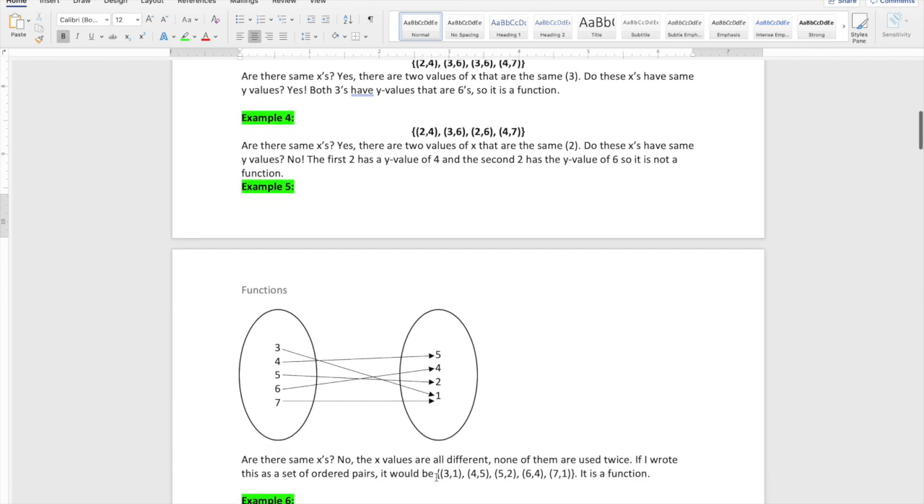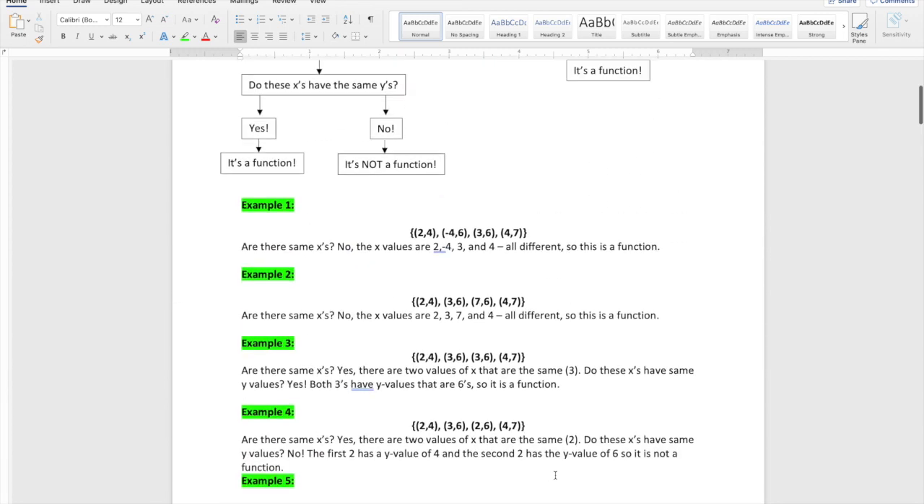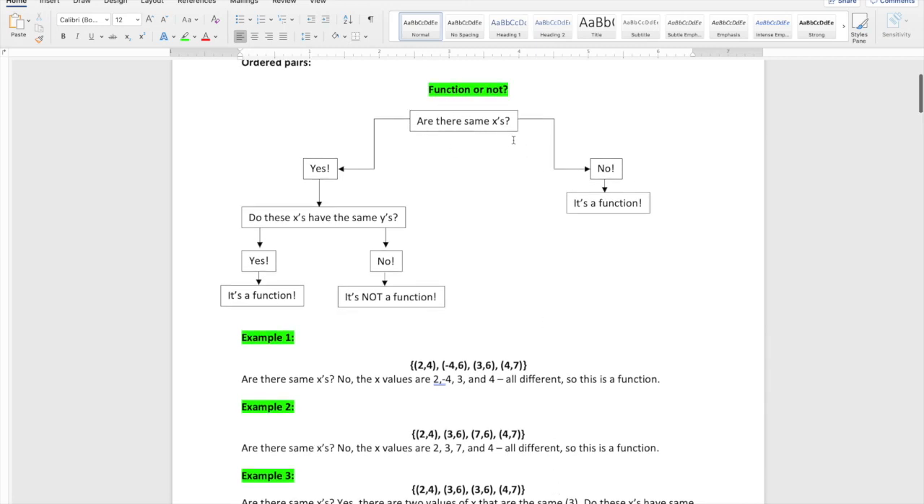If you write this as a set of ordered pairs, which I did right here, then you're able to go through the same exact algorithm as we did before. Are there same x's? Well, let's check. 3, 4, 5, 6, and 7 are your x's. The answer is no. Going back to our algorithm, are there same x's? No, it's a function.